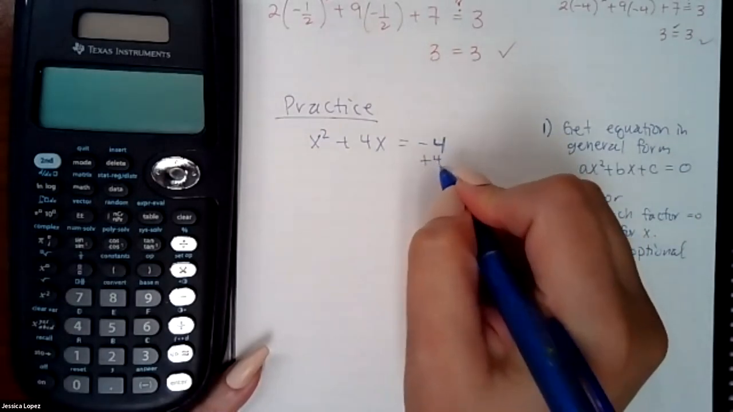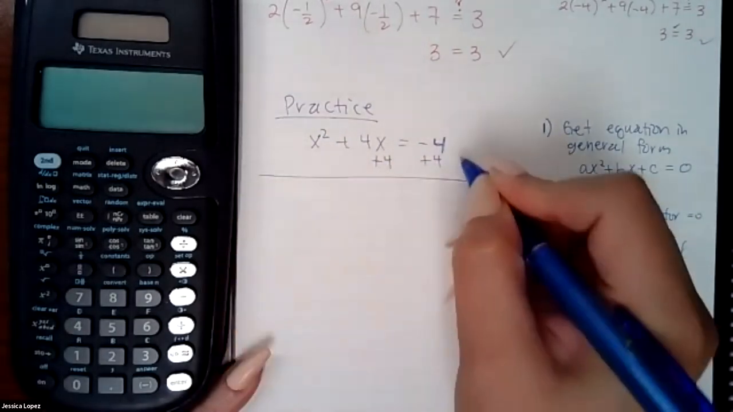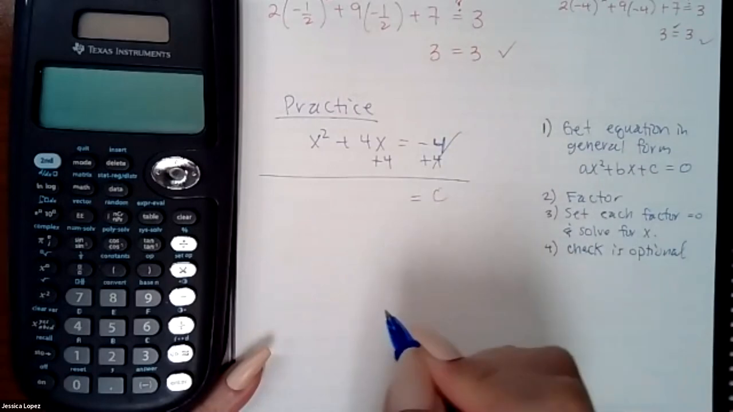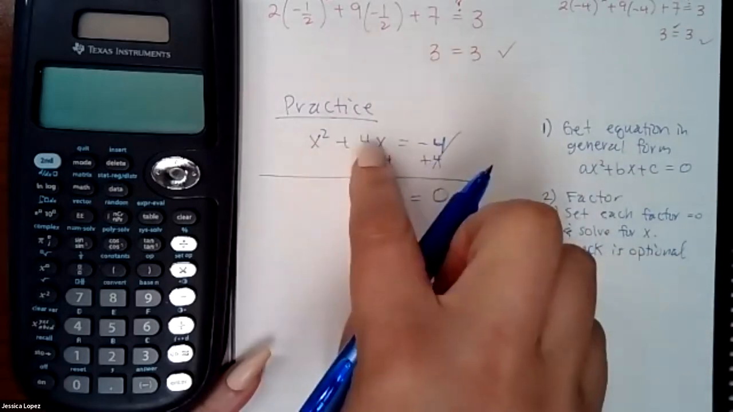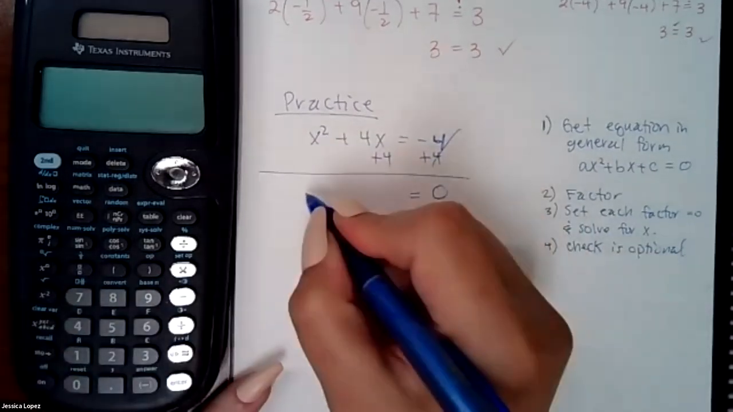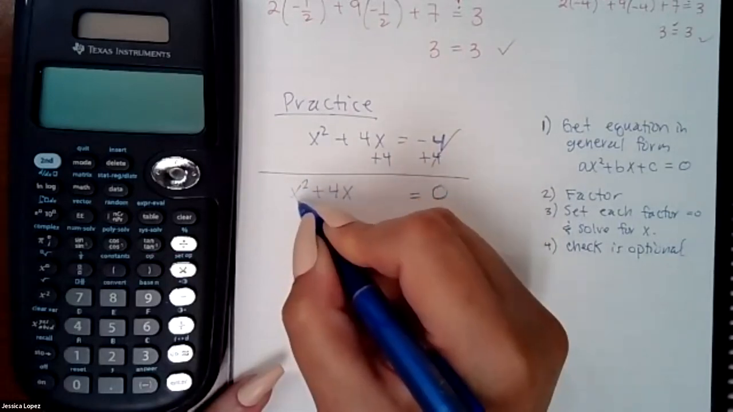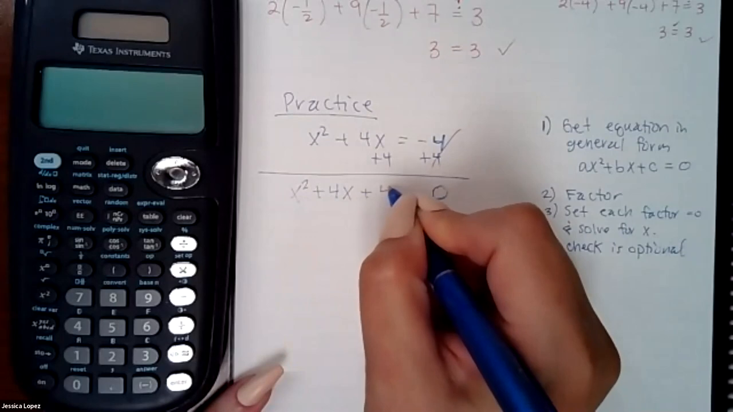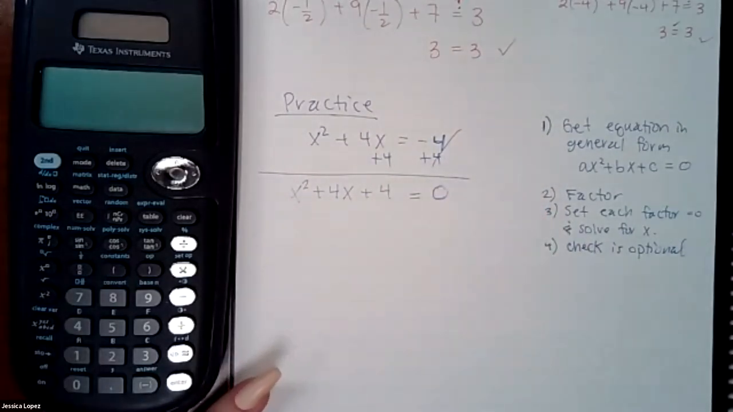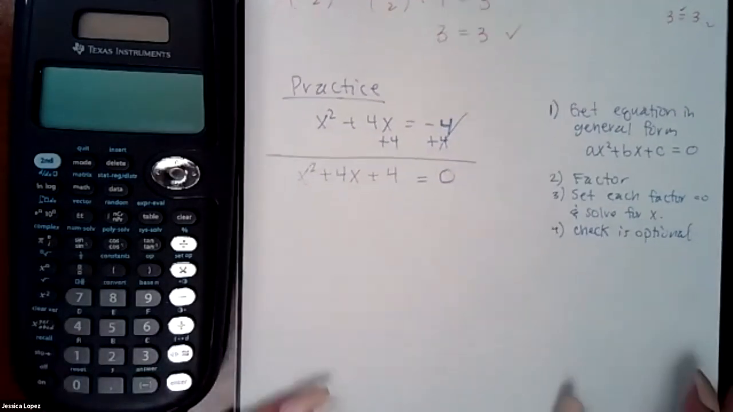So I'm gonna add four to both sides so that now I have zero over here. And none of these three things are like terms. So I'm just gonna write it in descending order, which means x squared's first, then the x's, then those constants. And then here I'm gonna go factor it.